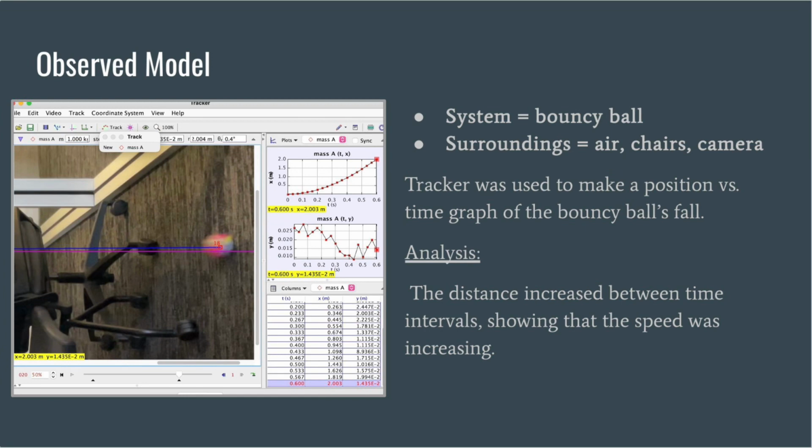In this lab, I dropped a bouncy ball, which was my system, and the surroundings included the air, chairs, camera, windows, walls, and so on. I uploaded my video to Tracker to make a position versus time graph of the ball's fall. The ball was tracked at equal time intervals for 18 frames. The change in position increases between each time interval, clearly showing that the speed was increasing towards the ground.